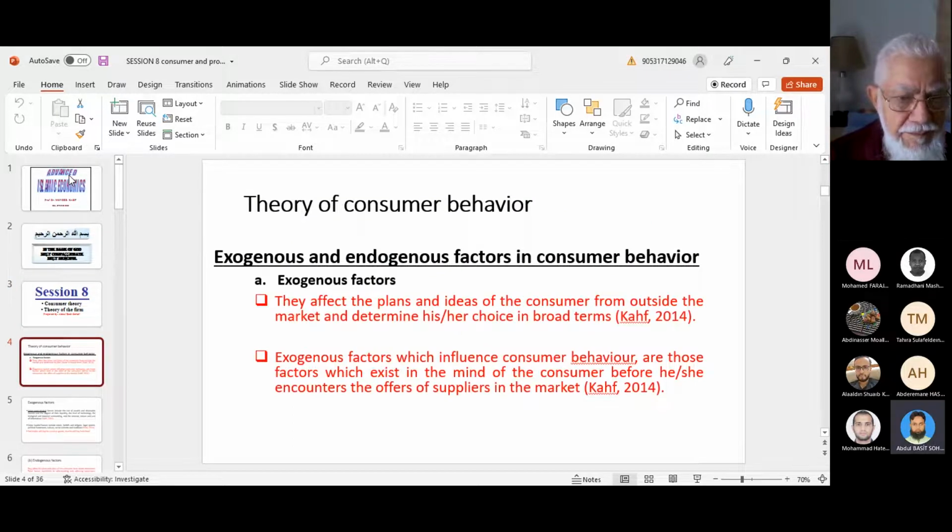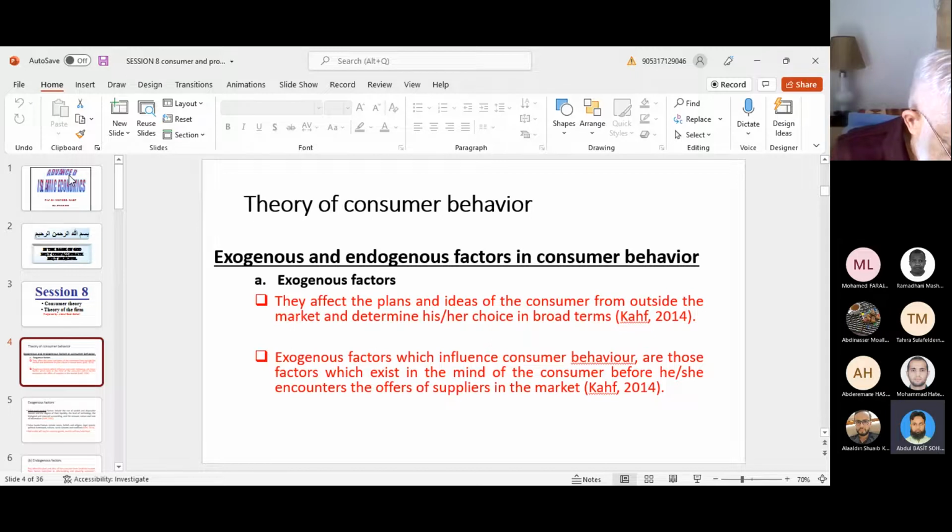So, first of all, we have to understand the two factors, exogenous and endogenous, that affect consumer behavior. Exogenous factors are those factors that affect the plans and ideas of consumer from outside the market and determine his or her choice in broad terms. Exogenous factors that influence consumer behavior are those factors that exist in the mind of consumer before he or she encounters the offers of supplier in the market.